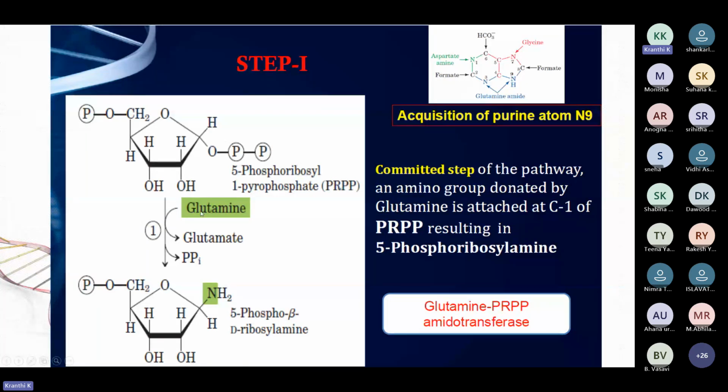Then here, the glutamine is getting added. You can see we need the glutamine also. After releasing the PPi, glutamine will be converted to glutamate, which will be liberated. So what is this step doing? This step is adding N. In which place? This is the committed step of the pathway. An amino group donated by glutamine is attached at C1 of the PRPP. So this is carbon 1.